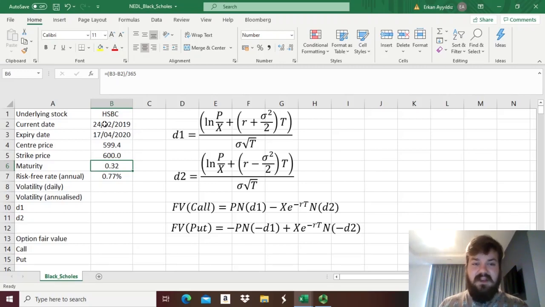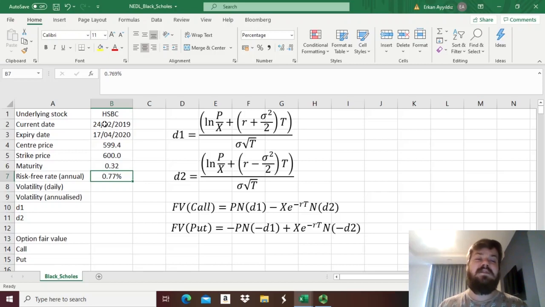Time is essentially volatility defined in other terms. So if the maturity is higher, then the expected volatility, so the expected magnitude of share price movements that might happen within the trading period, is higher. So the options would be more valuable if they are for higher maturity, if the expiry date is further away into the future. Then we need the risk-free rate, which is 0.77%.